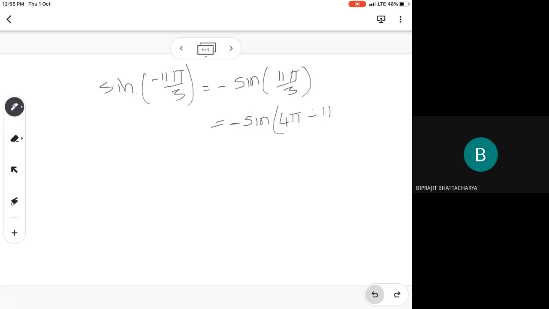If you write like that, 11 pi by 3 value find out करना पड़ता है, 11 pi by 3 value find out करके then you have to do it. If you want to write here, see both are in the same way only, minus लिख के minus of sin 4 pi minus 11 pi by 3, because why minus I kept here, because sin 4 pi minus theta. 4 pi minus theta is nothing but again that is in the.